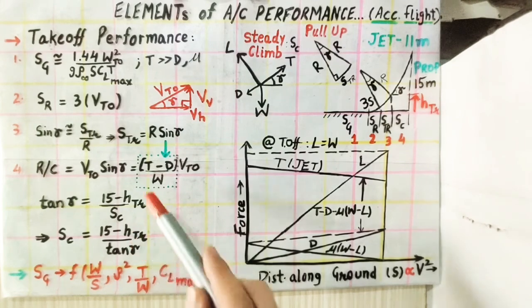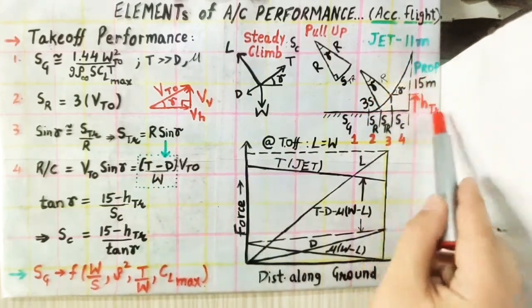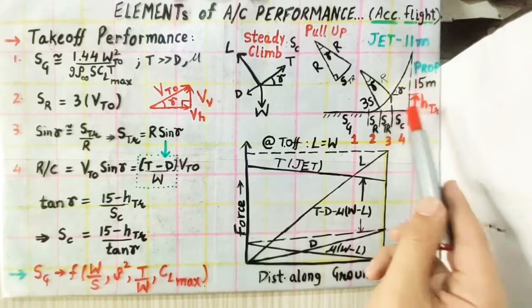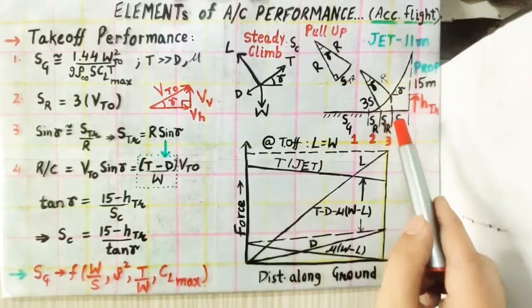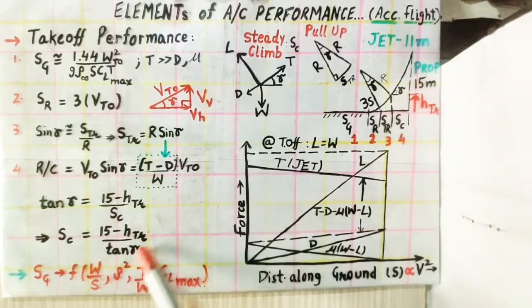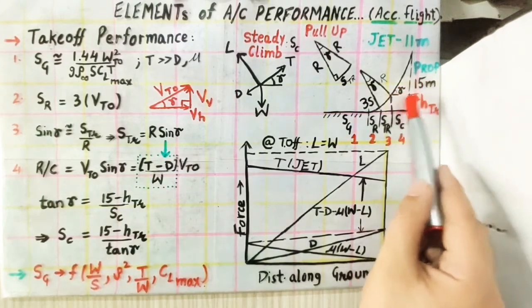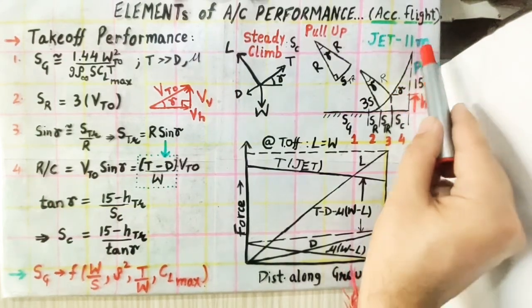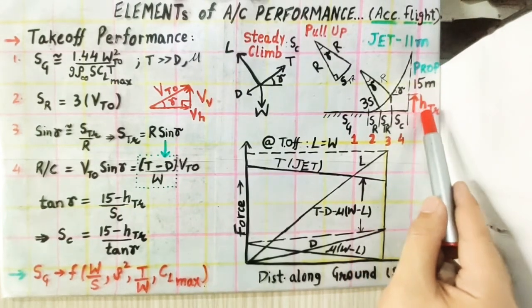And now if we want to compute this STR, let's say STR is computed from this pull-up maneuver. Moving on to the climb SC, we have tan gamma, which is perpendicular on base. Perpendicular is this much distance. 15 is from the screening height, the 15 meters from the horizontal surface or the runway.